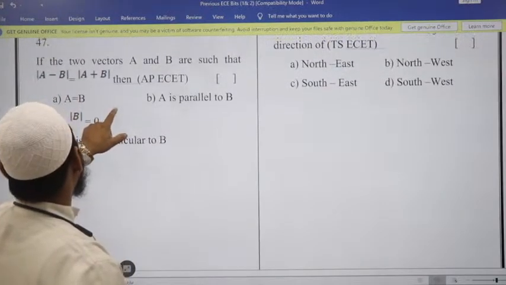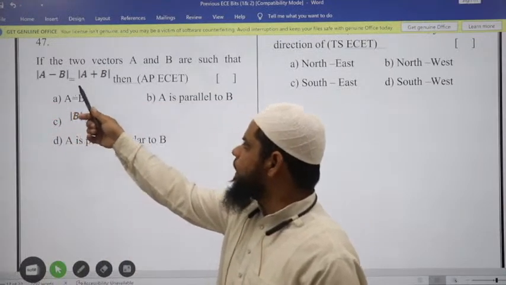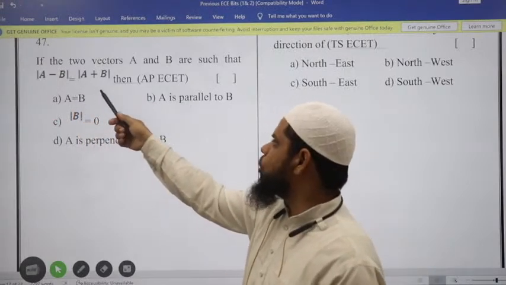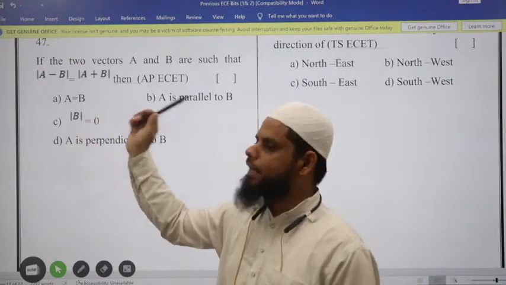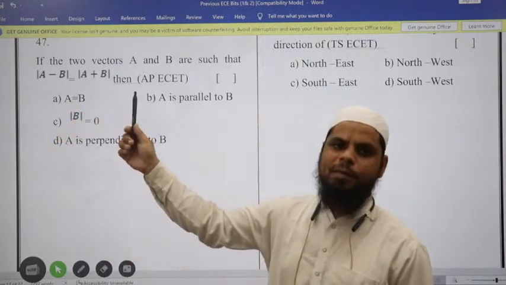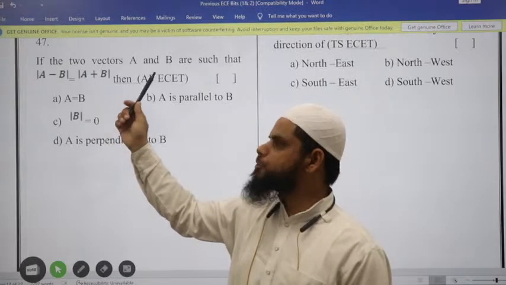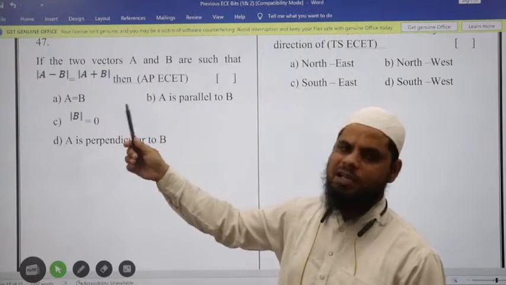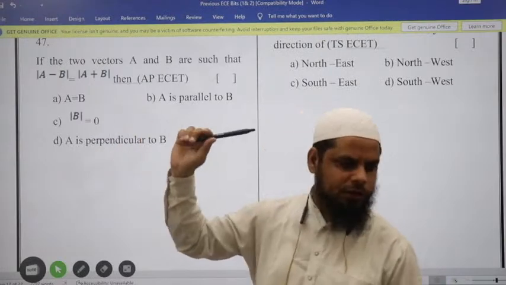47. If two vectors A and B are such that modulus of A minus B is equal to modulus of A plus B, then how are A and B related with each other? What is the angle between A and B? So modulus of A minus B is nothing but A square plus B square minus 2AB cos theta. Modulus of A plus B is nothing but A square plus B square plus 2AB cos theta. So 4AB cos theta is equal to 0, cos theta is equal to 0, then theta is equal to 90, then A is perpendicular to B.